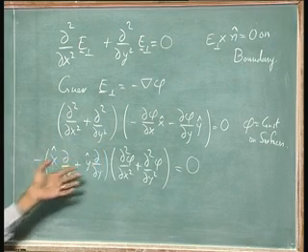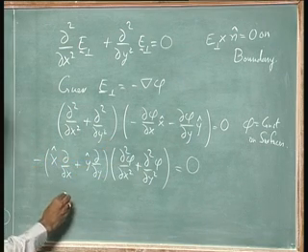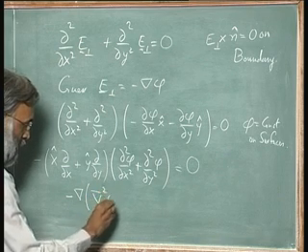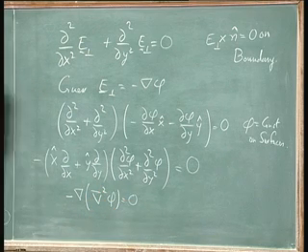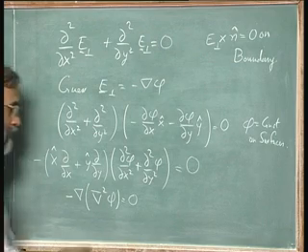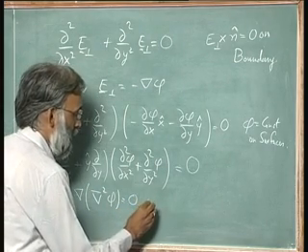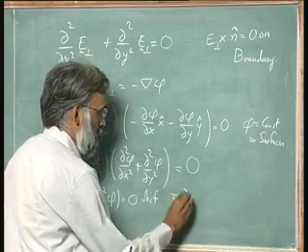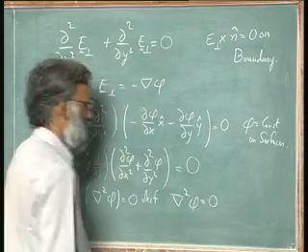But when you look at this equation, what does it say? It says minus gradient of del squared phi equals 0, which can be easily satisfied. It is okay if del squared phi is equal to 0.